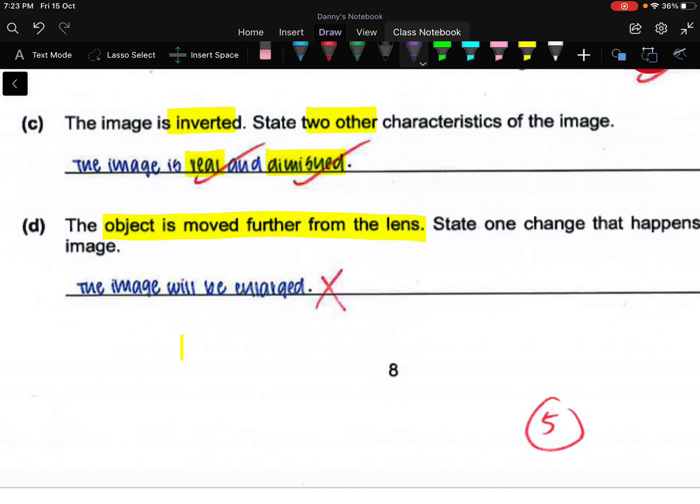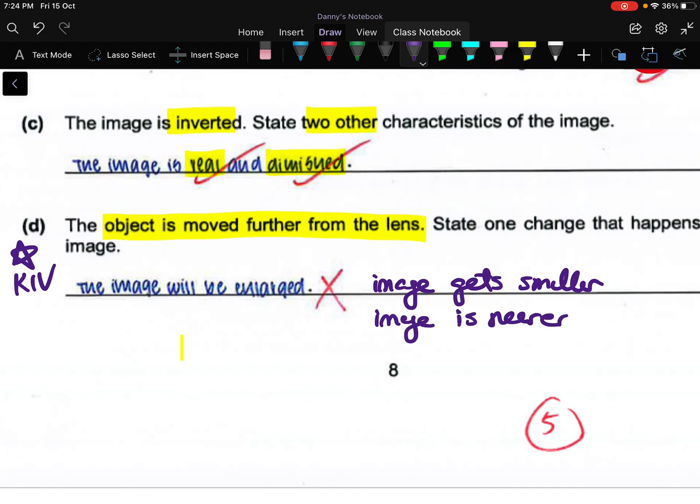If you have a lot of time, what you can do is put a star over here and say KIV. What does KIV mean? Think later. Come back and think later. So once you do that, you will find that actually the image gets smaller. You can also tell me that the image is nearer to the lens.